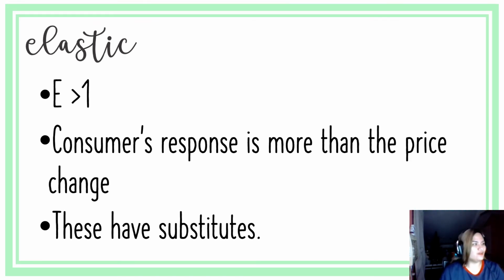The next one we have is elastic. Elasticity is greater than 1, meaning consumers' response is more than the price change. This usually happens with things which are not really needed, things not considered necessities. So let's say, for instance, there's a price change of 1%. The response of the people would be more than 1%, again because they don't really need the item. So if the price increases, they can choose not to consume those products.